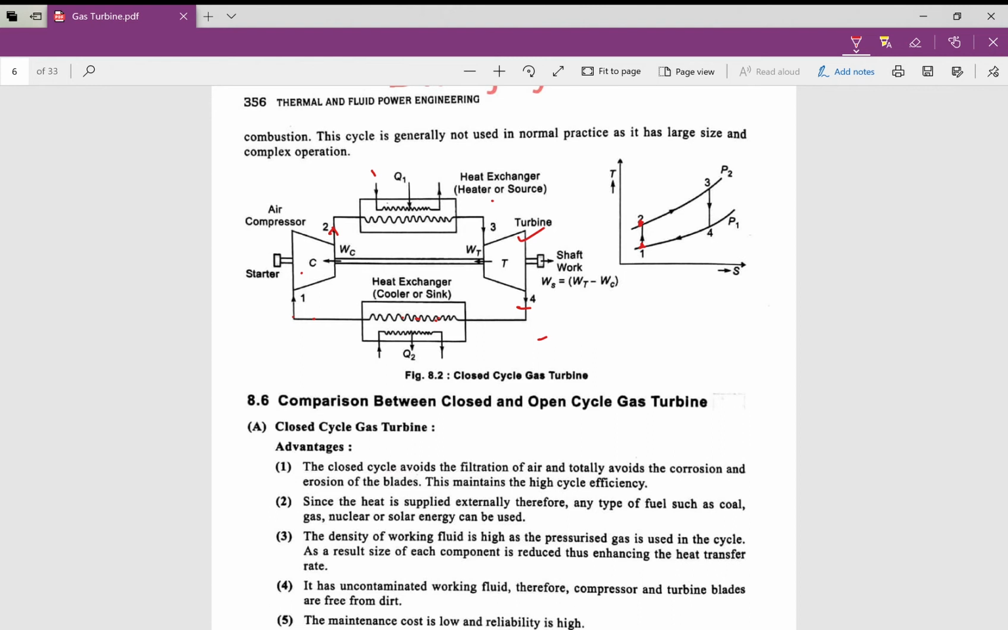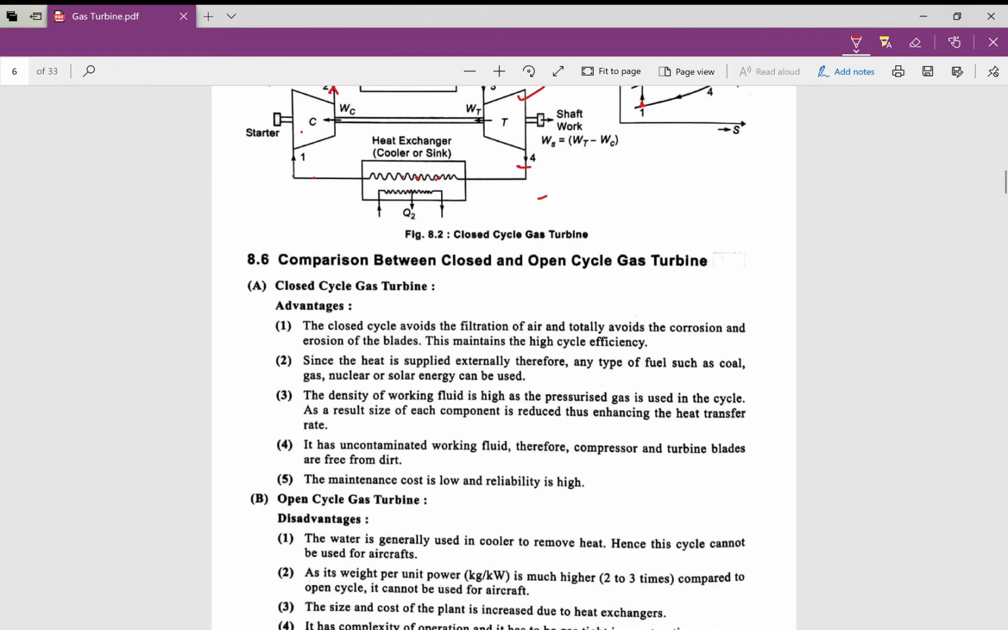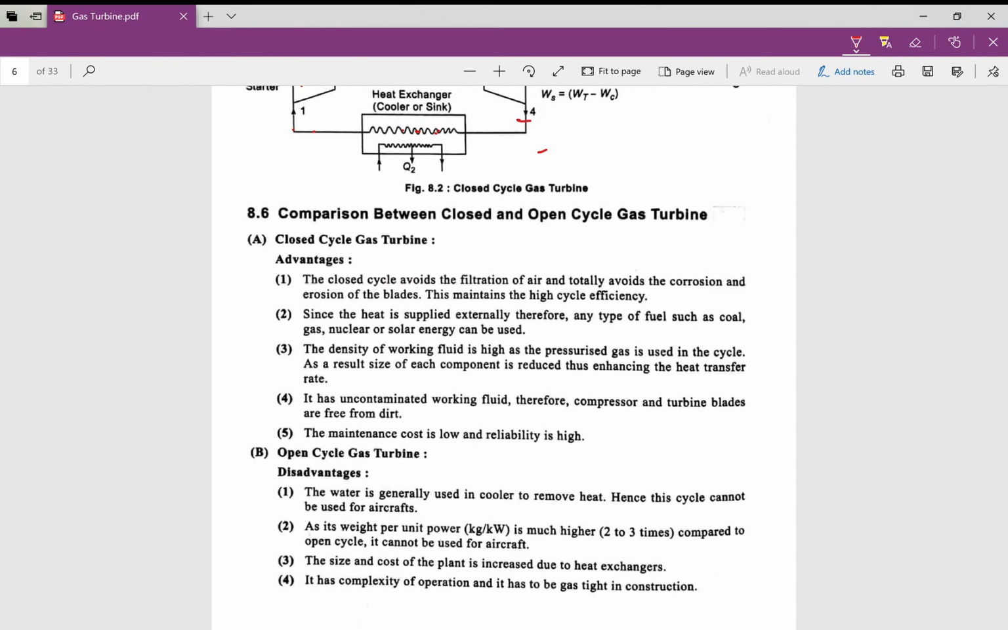So this is the comparison between closed cycle and open cycle. This comparison is written over here as an advantage. You can go through it.